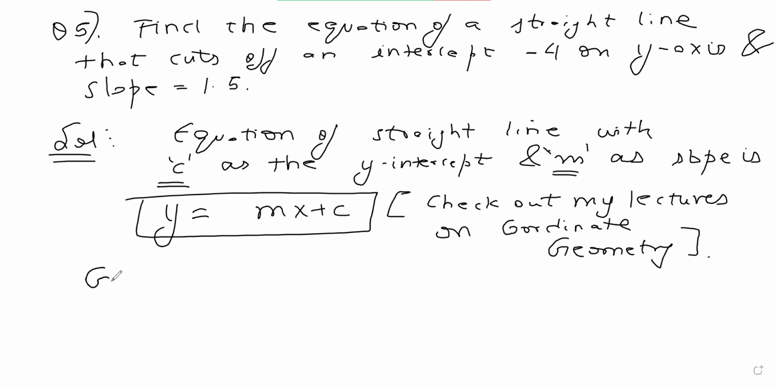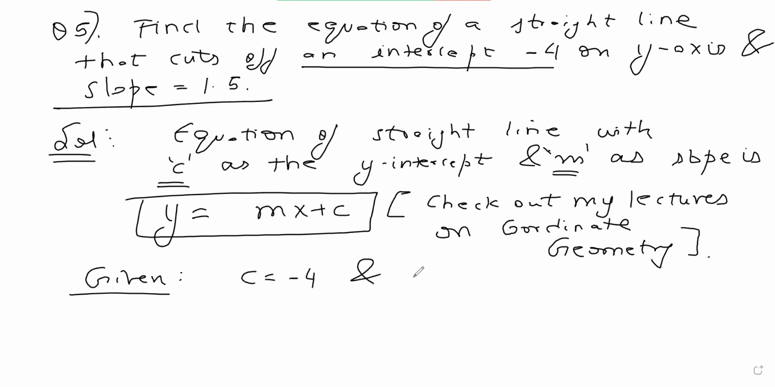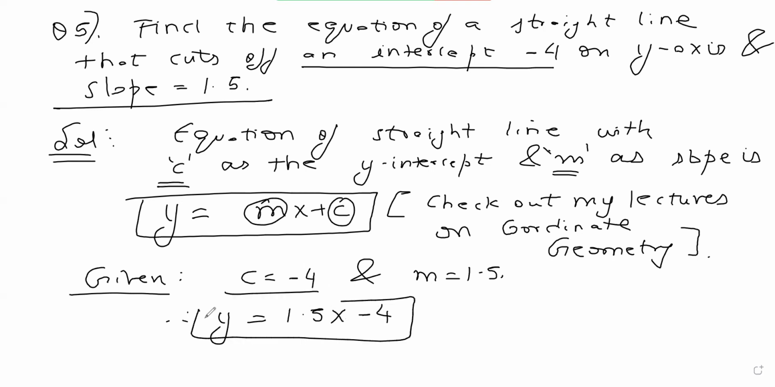Now in this we are given that the y-intercept is -4. So c is -4, and we are given that the slope is 1.5. So therefore, what's the equation? y equals mx plus c. m is 1.5, c is -4. This is my answer. So I hope then all students have understood this.